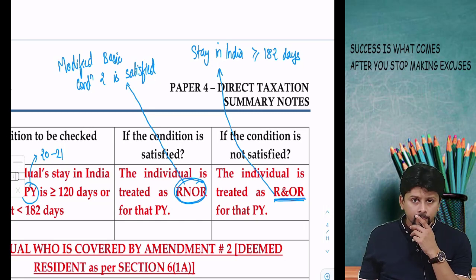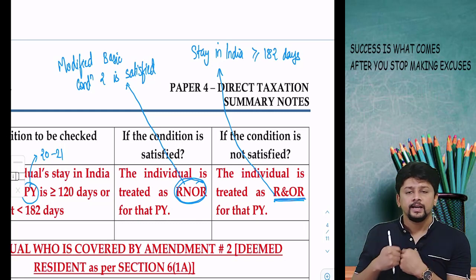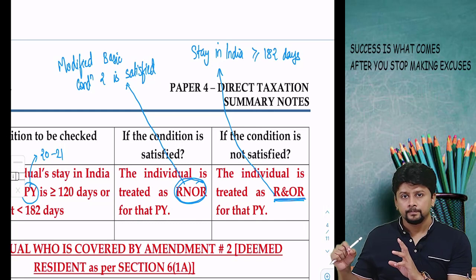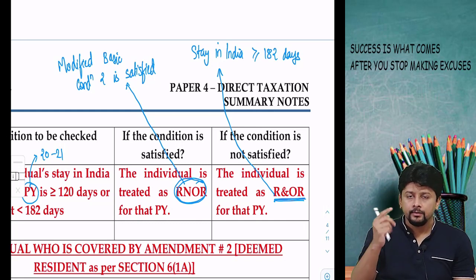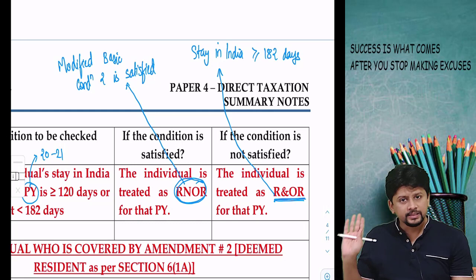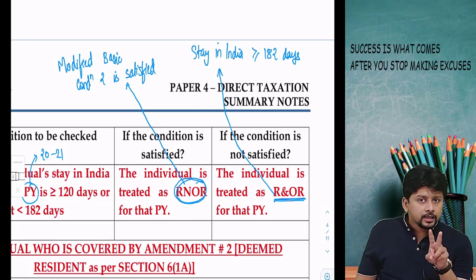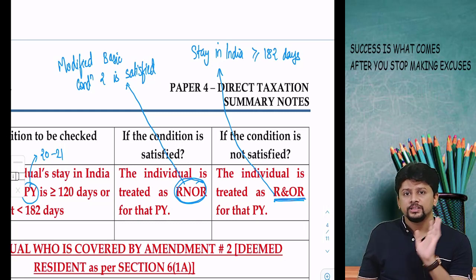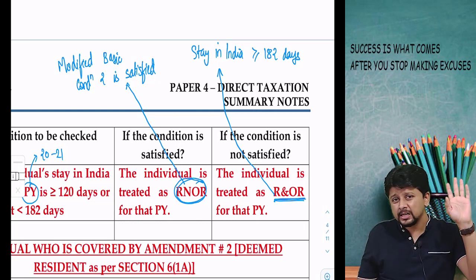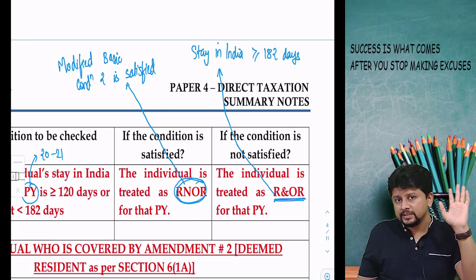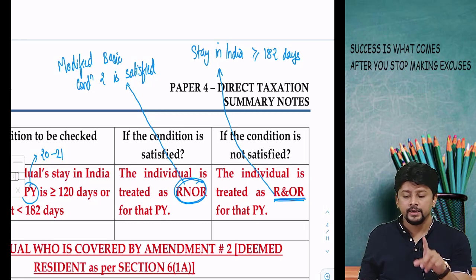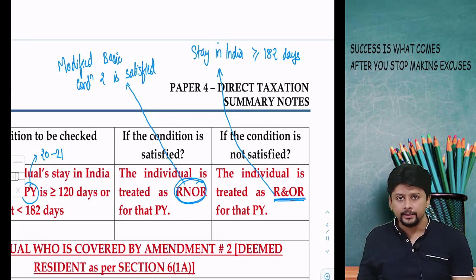Keep that in mind. I am an Indian citizen or a person of Indian origin who is abroad and who comes to India for a visit, and my Indian income is above 15 lakh rupees. Basic condition 1 satisfied, my status is resident and ordinarily resident. Modified basic condition 2 satisfied, my status is resident but not ordinarily resident. Neither basic condition 1 nor modified basic condition 2 satisfied, third situation, non-resident. This is when I fall in the first amendment.